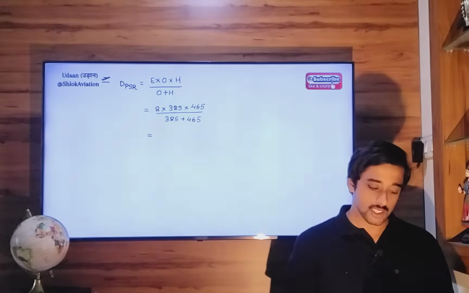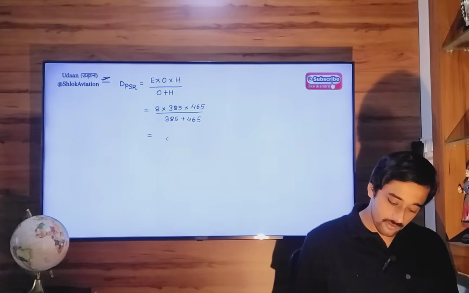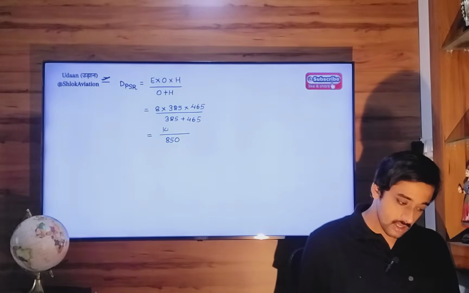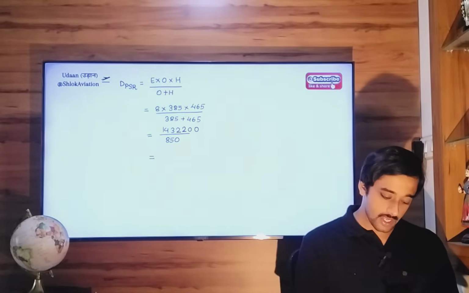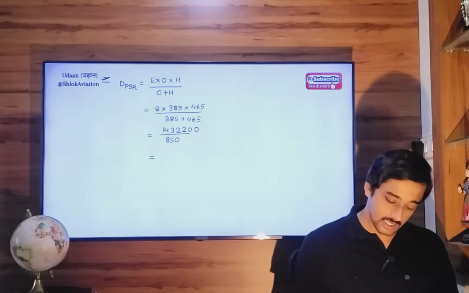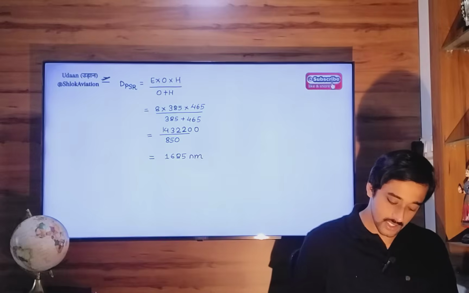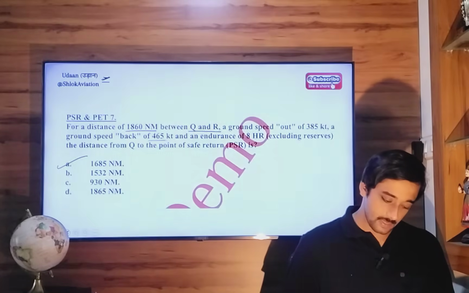So let's solve this. 385 plus 465 is equal to 850. Numerator 8 into 385 into 465 is 1432200. So that divided by 850 is 1685 nautical miles. So distance to PNR is 1685 nautical miles. Option alpha.